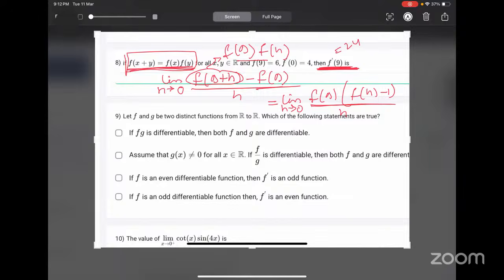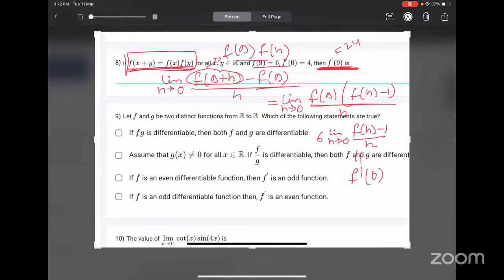So you're introducing 9 in place of x, because you already have a derivative f of 9. x and y are any real numbers, so h and 9 are also real numbers. So we can take any real number and apply the formula. So now, f of 9 plus h minus f of 9. Now, f of 9 is 6, we know. So this will be 6 into limit h tending to 0, f of h minus 1 over h, right? And this is basically f dash of 0.